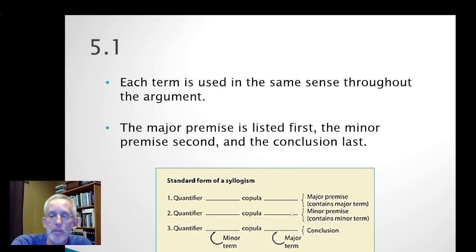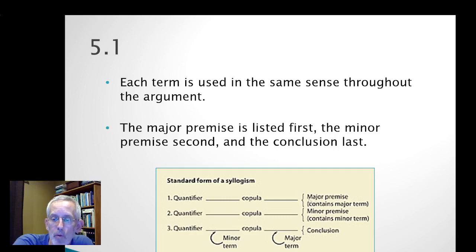Now, this is not super important. You can still apply most of the rules of evaluation that we'll learn later. Even if you have the premises out of order, you would still be able to identify the arguments as valid or invalid, and that's our ultimate goal, to be able to evaluate these arguments for validity and invalidity.